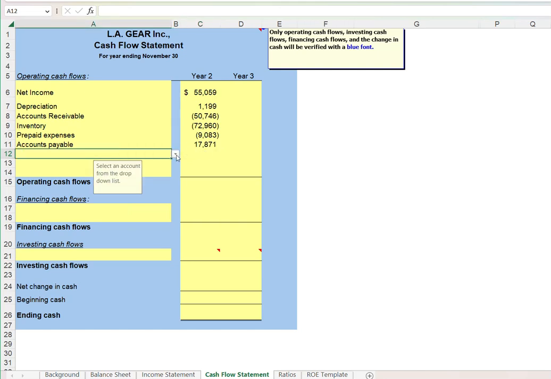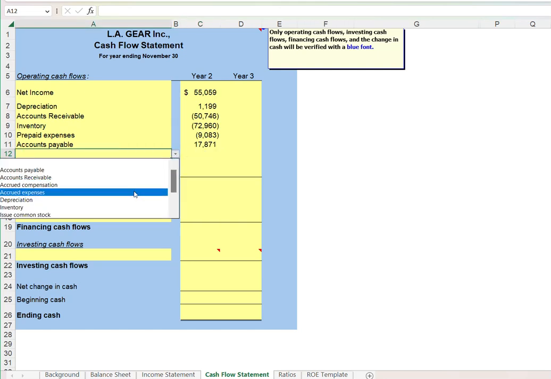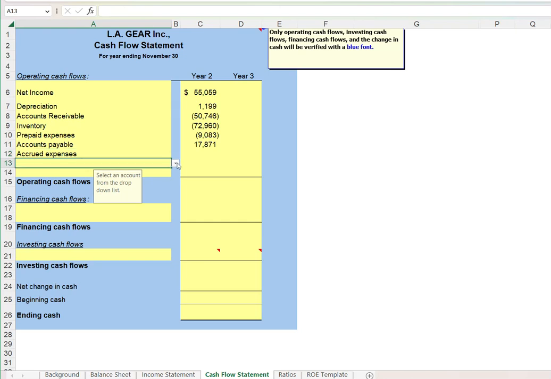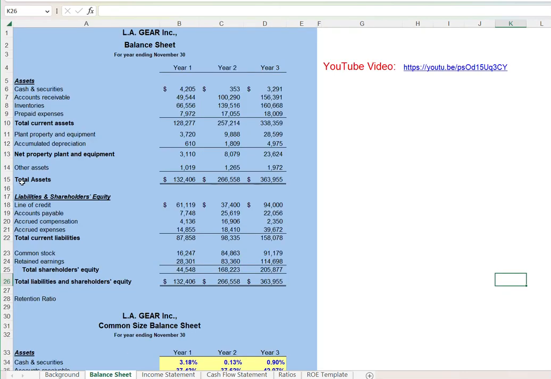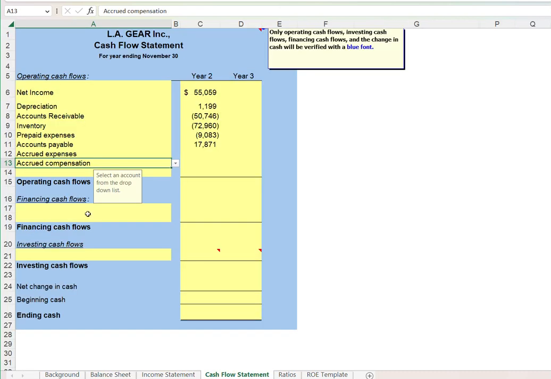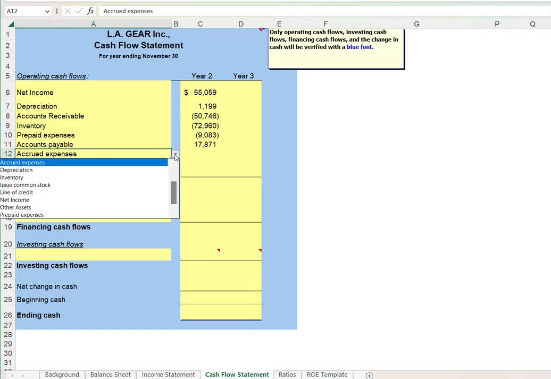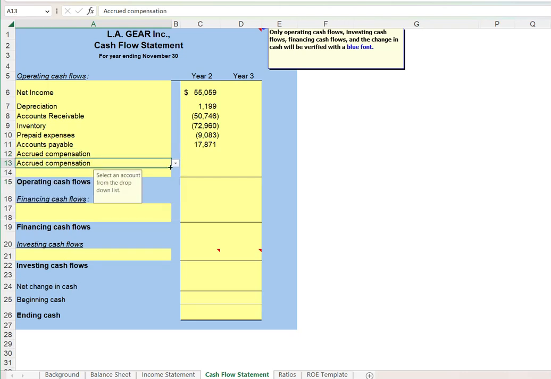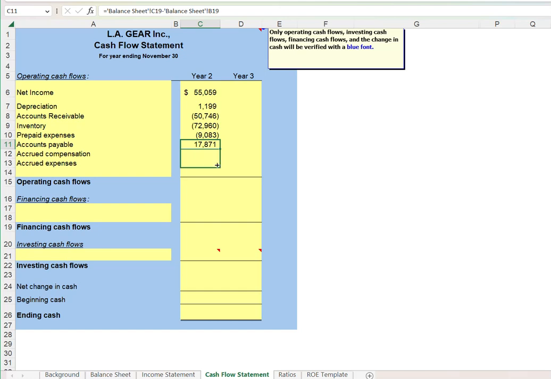So accrued expenses and accrued compensation. I think I got that in the correct order. Oh, compensation was first, accrued expenses was second. And I'm going to copy this down, so I want to make sure I have those in that correct order. So accrued compensation and accrued expenses, and I can simply take that formula and copy it down. I think that's all we've got.